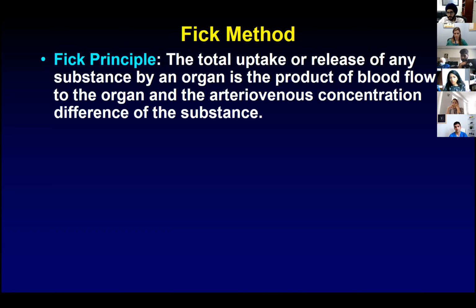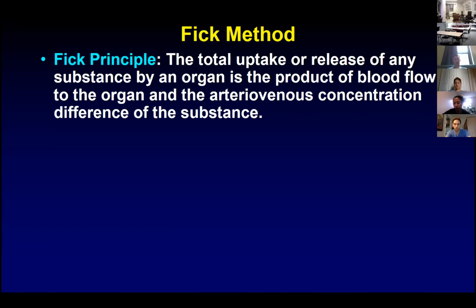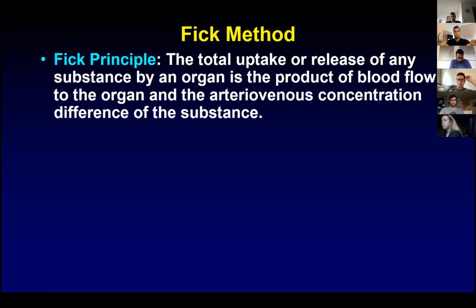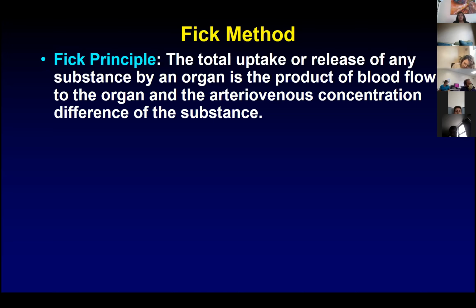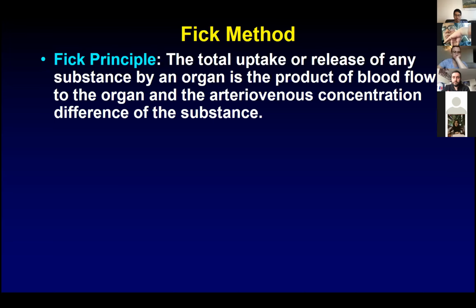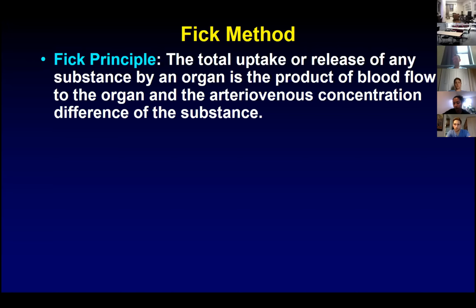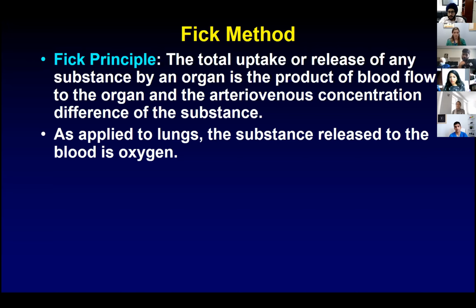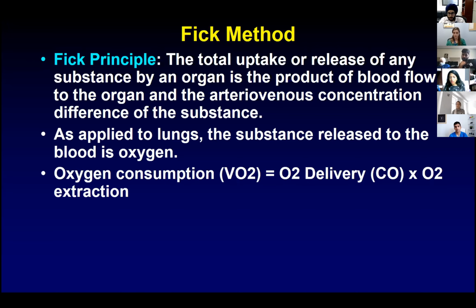So cardiac output is the amount of blood flow going to a particular organ, and the only organs that get 100% of the cardiac output are the heart and the lungs, right? So in the Fick principle, we're using the lungs, and the substance that is taken up by the lungs that we're using is oxygen. As applied to the lungs, that substance is oxygen.